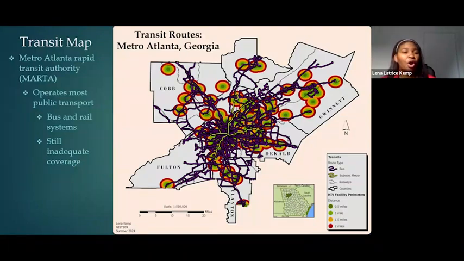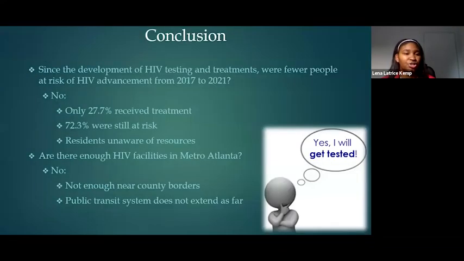Now, with reviewing all of the information here, if we take a look at the thematic statements that I introduced to you earlier, to answer them: since the development of HIV testing and treatments, were fewer people at risk of HIV advancement from 2017 to 2021? And the answer is no, because only 27.7% received treatment, and there was still the other 72.3% who were still at risk. Okay, there could be so many different reasons for this.